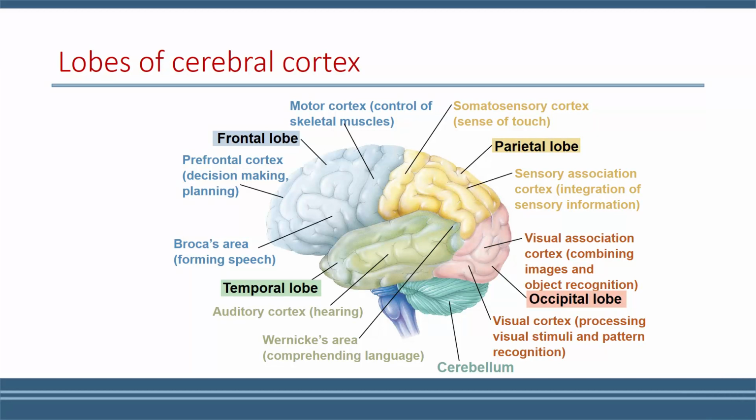Frontal, parietal, temporal, occipital, right? So frontal lobe is in front. Temporal lobe, I think of like your temples, right? It's on the sides of the brain. The parietal lobe is on top. I think, your parents are older than you, so they're above you. And then the occipital lobe, you just have to remember, is the back.